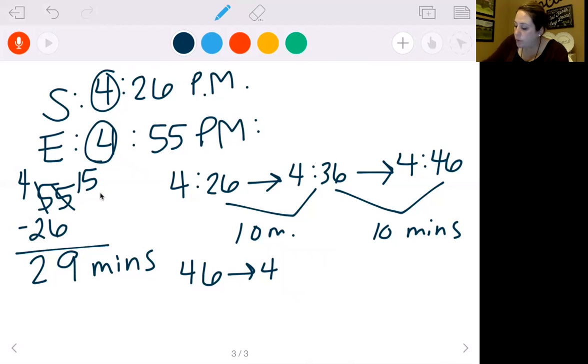So 20, I'm going to use red here. 21, 22, 23, 24, 25, 26, 27, 28, 29. So I still get 29 minutes there. It's just a lot faster to do the subtraction way. So let's do one where the subtraction doesn't work.